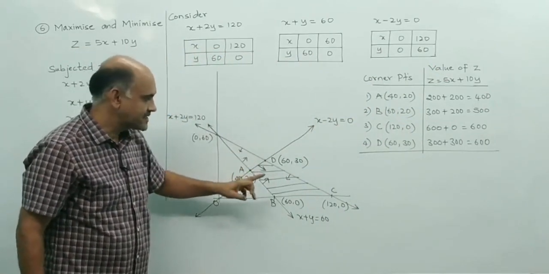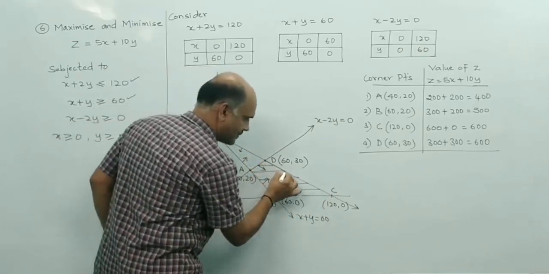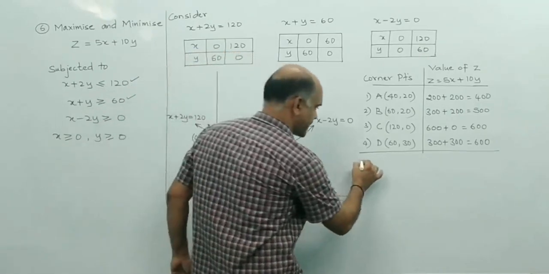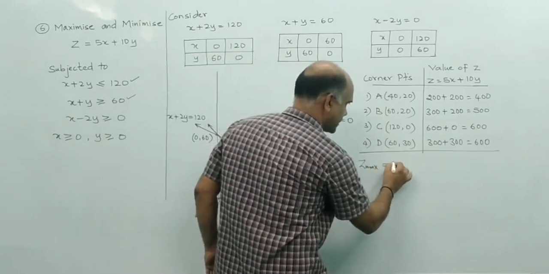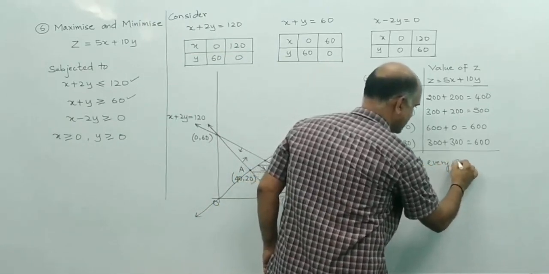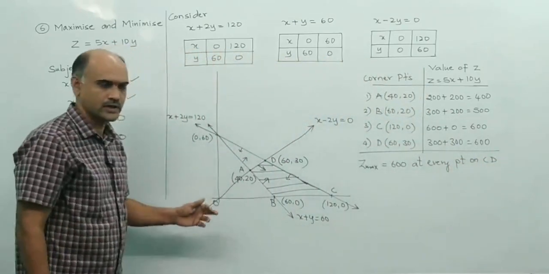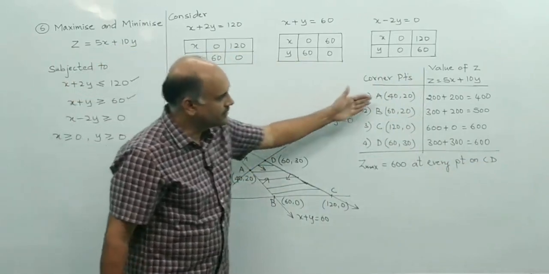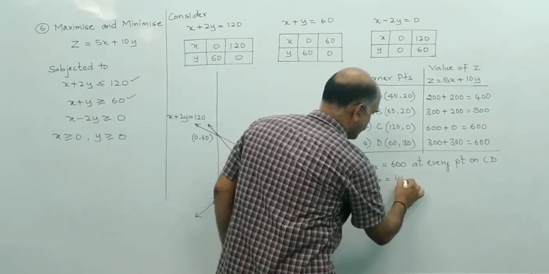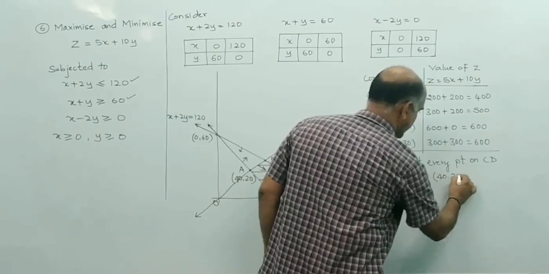So in between C and D, at every point on CD, on this line, wherever you take a point, you will get the value as 600. So Z max is equal to 600 at every point on CD. Minimum value is 400 at A. So Z minimum is equal to 400 at A, that is 40, 20.